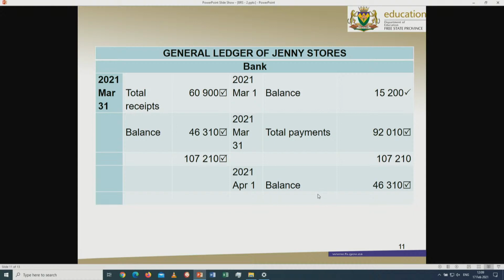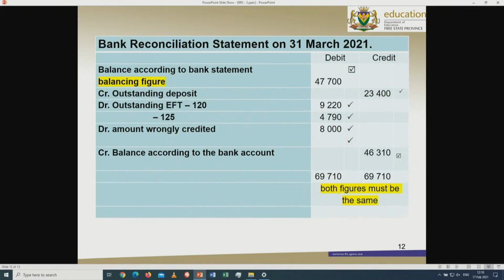46,310. So you must take note of what we have done yesterday and what we are doing now today. Yesterday we had a favorable balance. Today we are having unfavorable balance. Yesterday the closing balance was on the debit side. Today with this activity, which is question 2, we are having a closing balance on the credit side, which is possible because remember I said between the business and the bank, the relationship is that one of a debtor and a creditor. It means in a particular month, we might end up with a balance that we have money in the bank. In another month, we might end up with a balance that we are owing bank money. Let's check the next one.